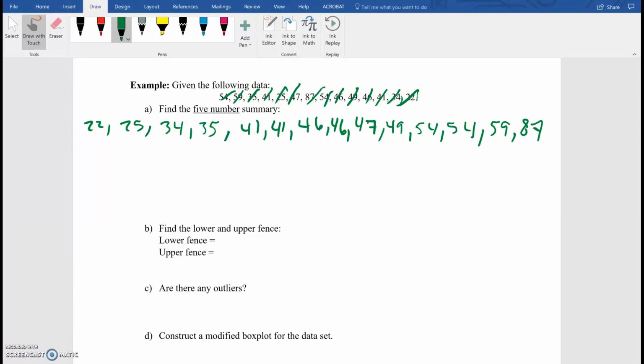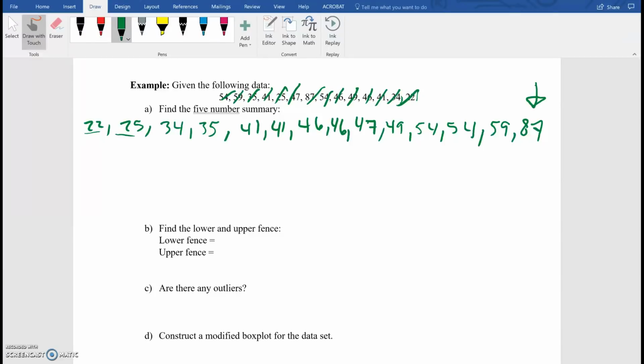Now, if we just look at them, it seems that this 87 is probably going to be an outlier because it's very far outside of what the normal would be. But the 22 and the 25 could also be kind of outliers because they're kind of far away from everything else, but we don't know. We've got to go ahead and do it.